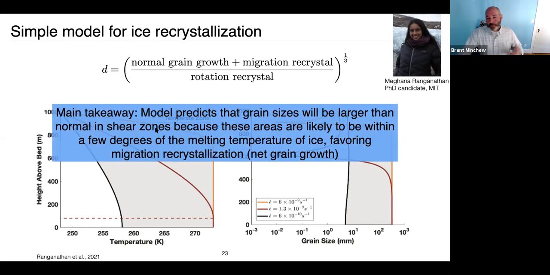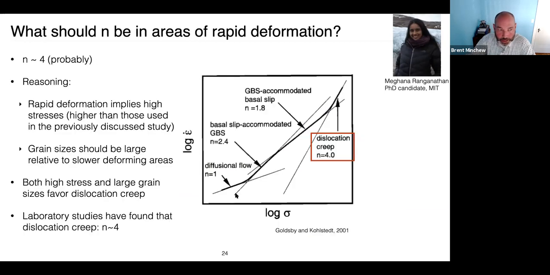So yeah, takeaway, the model predicts that the grain sizes will be larger than normal within the shear margins themselves, or shear zones, or pretty much any areas that we would expect to see rapid rates of deformation. And that's because these areas are likely to be within a few degrees of the melting temperature, and that favors migration recrystallization that should give us a net grain growth.